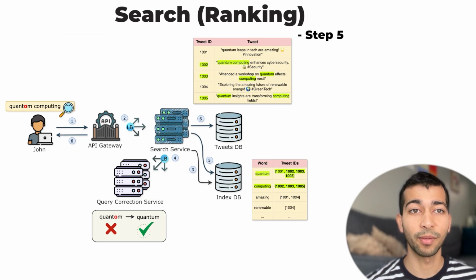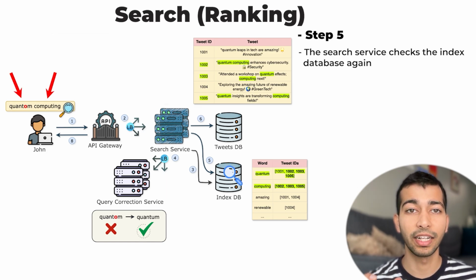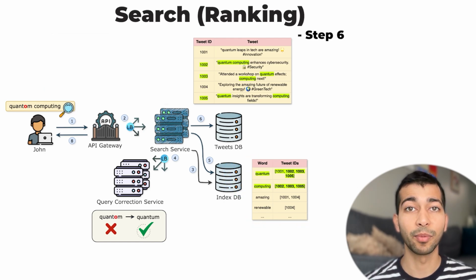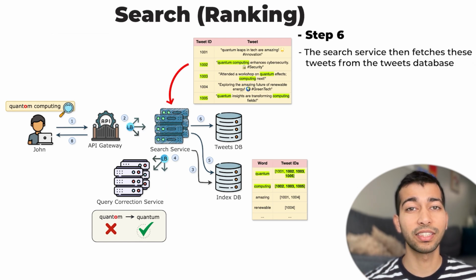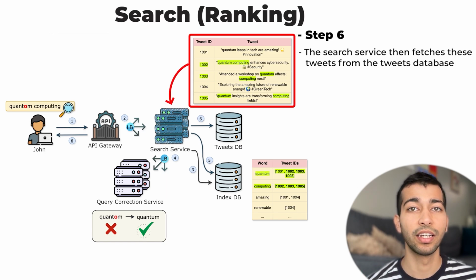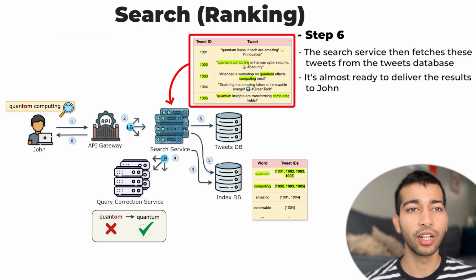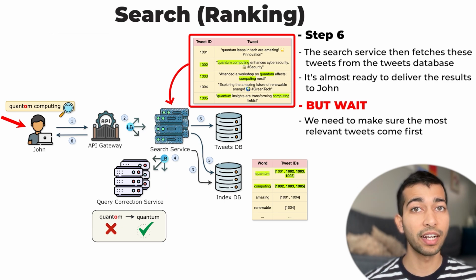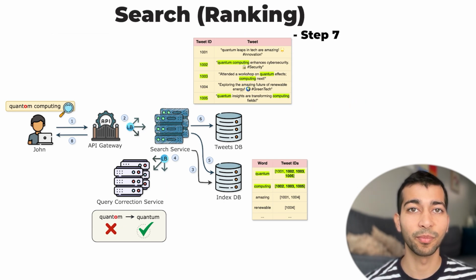Now moving on to our step number 5. Now that we have got the correct keywords, quantum and computing, the search service checks the index database again and finds out the tweet IDs where quantum and computing are there. Step number 6. The search service then fetches these tweets from the tweets DB. It's almost ready to deliver the results to John, but wait, we need to make sure the most relevant tweets come first. So that's the part of ranking, which is step number 7.